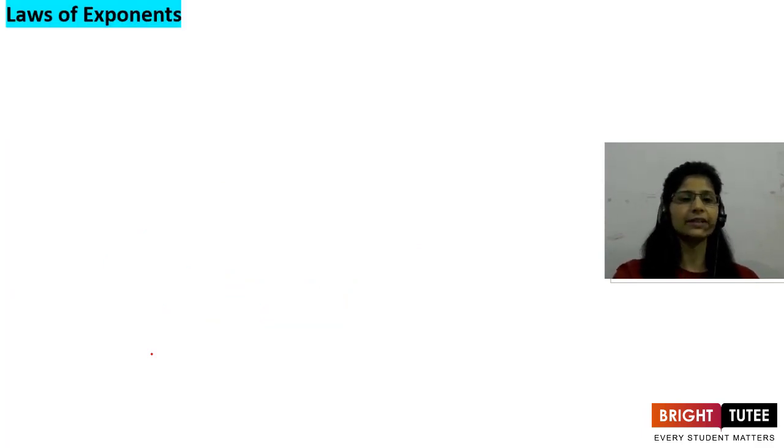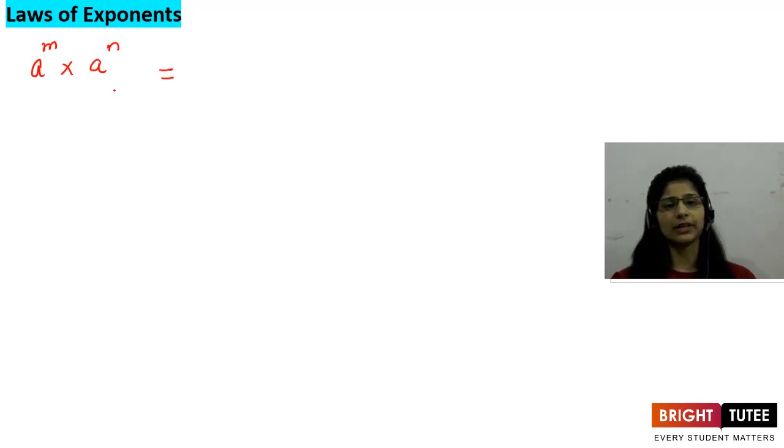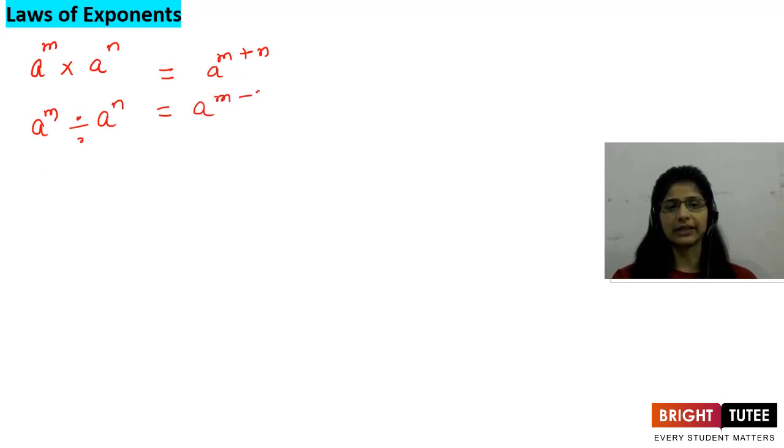Okay, moving ahead. Laws of exponents. We already have done laws of exponents. Let us just recapitulate what we have already done in our previous classes. So we know if we have two numbers whose bases are same and the powers are different and they are in multiplication, we can write them as a to the power m plus n. Right? This is the product rule. Now if we have the same base but they are in division, the powers will get subtracted.